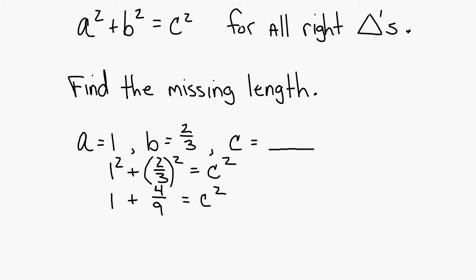Okay? Now, this 4/9 is still in your calculator, and you've got to add it to 1. So just push +1 and hit equals. And you got 1 and 4/9 equals C squared.